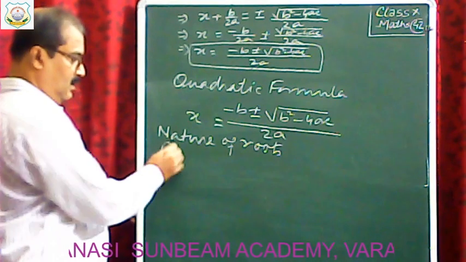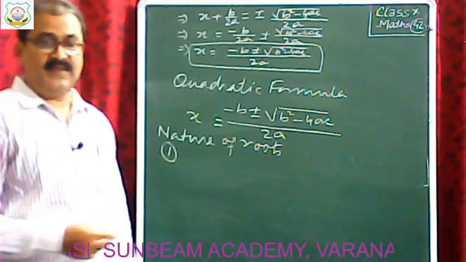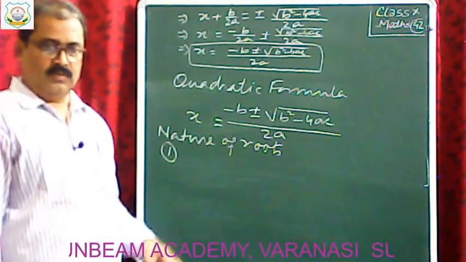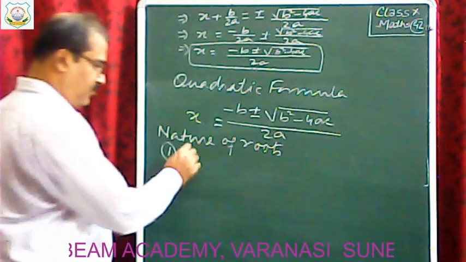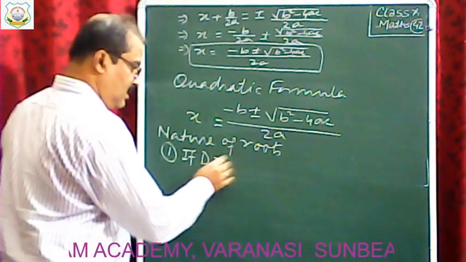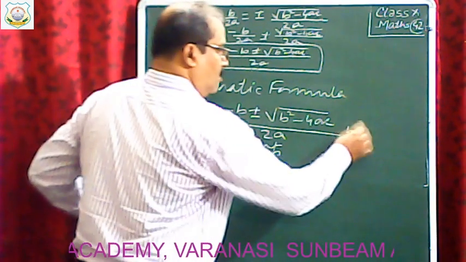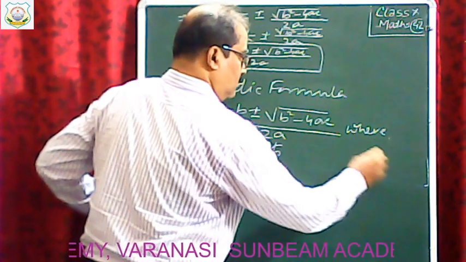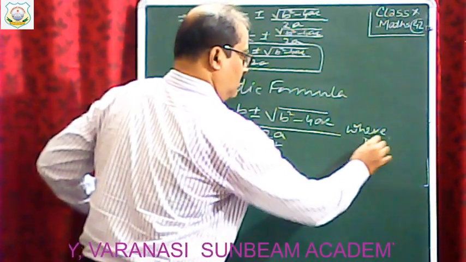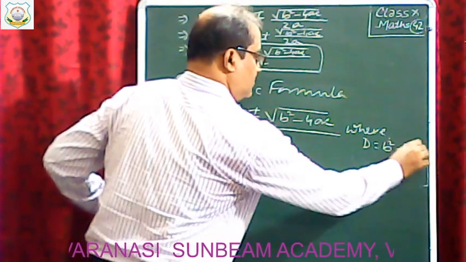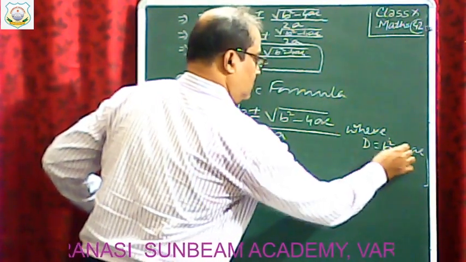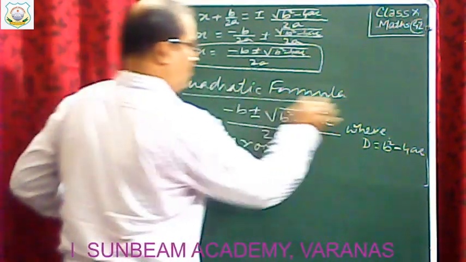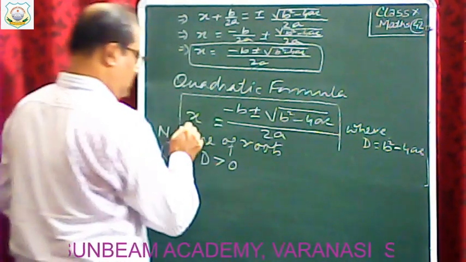In a linear equation, you know, there are infinite solutions, a unique solution, or no solution. These are the nature of solutions. In a quadratic equation also we have natures. Number one, if d is greater than 0, where d equal to b square minus 4ac. This expression b square minus 4ac is also known as d.